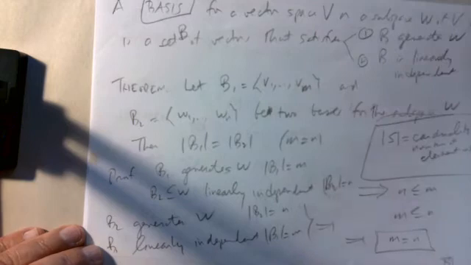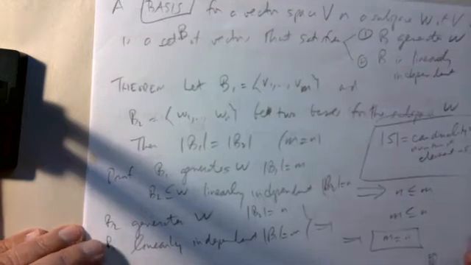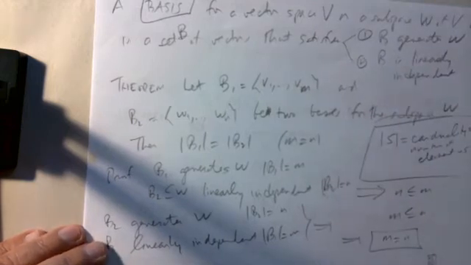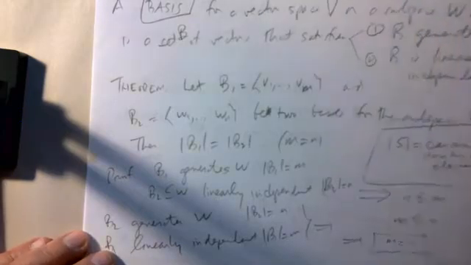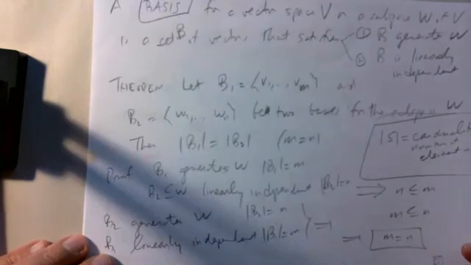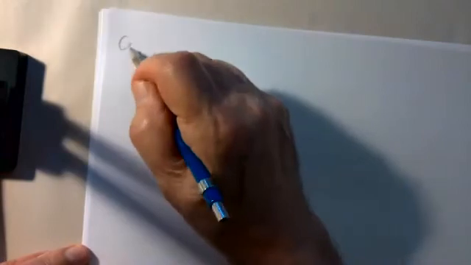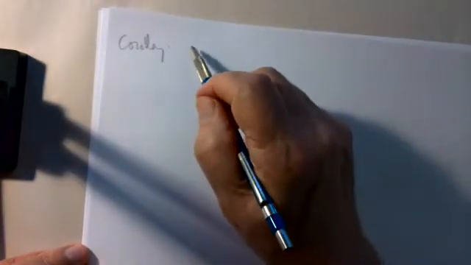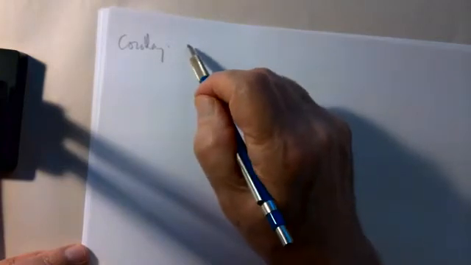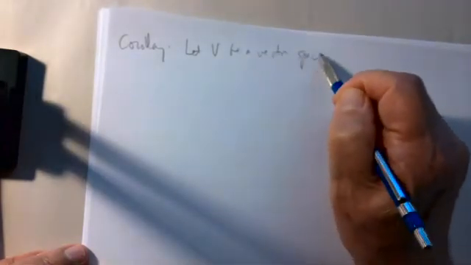And this is really important. This is sometimes called the fundamental theorem of linear algebra. It certainly is one of the fundamental theorems. It says that, so we might state this as a corollary, but it's really just a restatement. Let V be a vector space or subspace generated by a finite set.